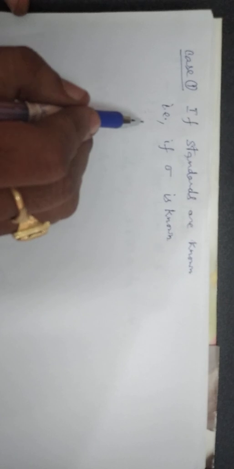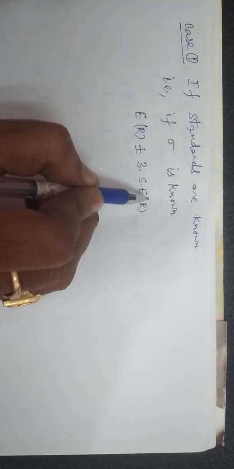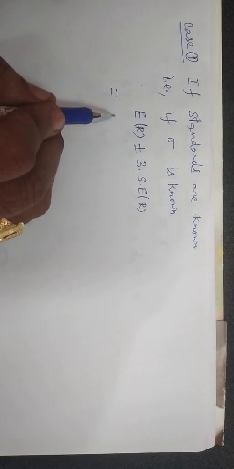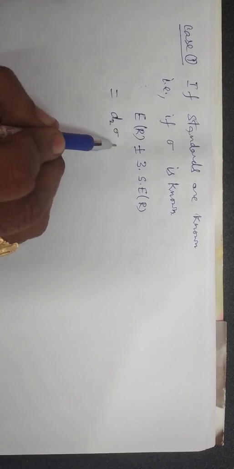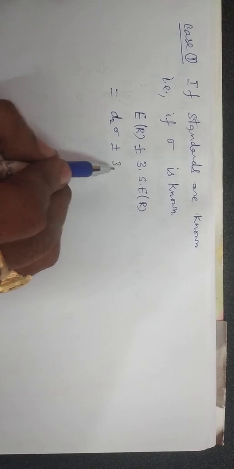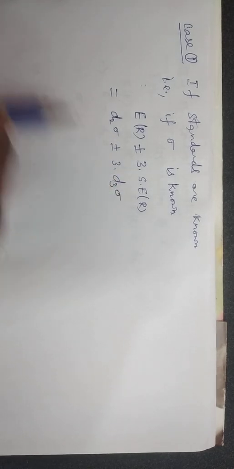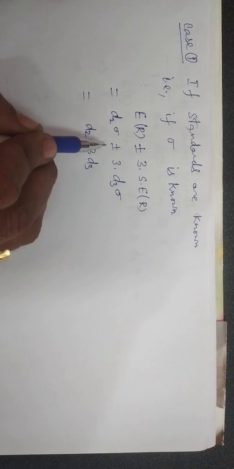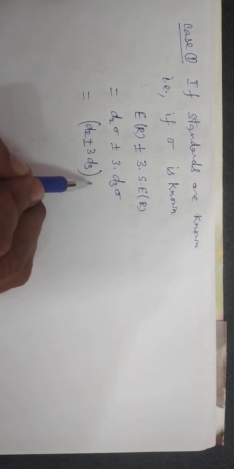If sigma is a known value, what are the control limits of the R chart? Just now I considered expectation of R plus or minus 3 into standard error of R. If sigma is known, use the distribution directly and write the values. Expectation of R is d2 sigma, plus or minus 3 into standard error of R, which is d3 sigma, so we can write d2 plus or minus 3 d3, multiplied by sigma.